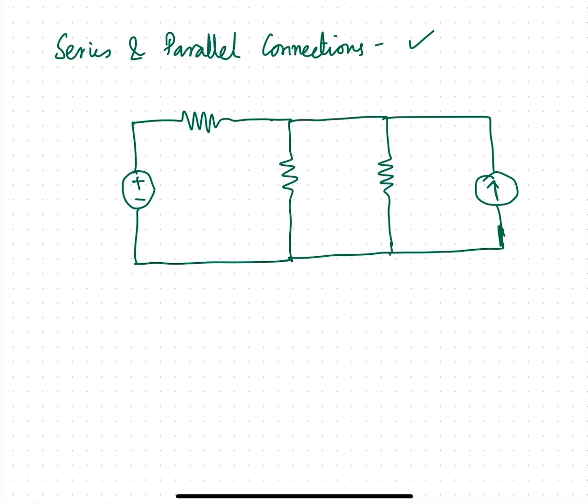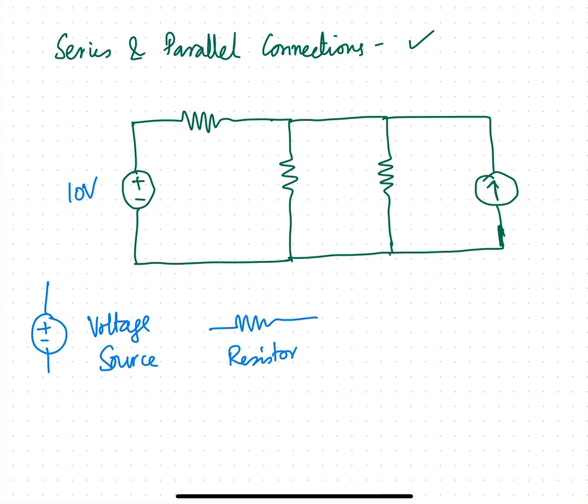When you see this kind of circuit, this is a voltage source. This is a resistor. This is a current source.